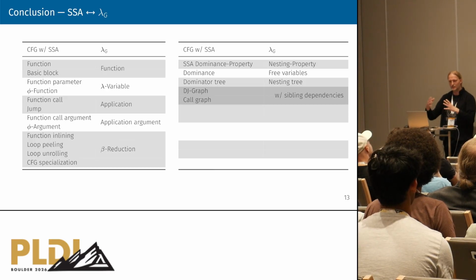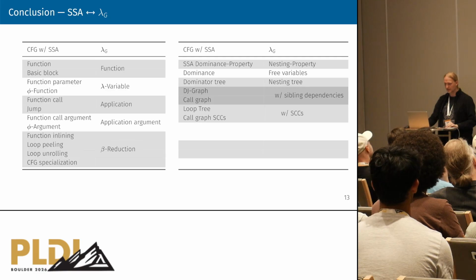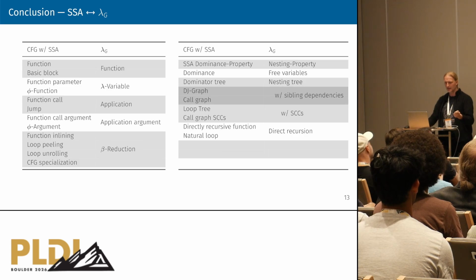There are some extensions to this dominator tree, such as a DJ graph, or if you're looking at the whole program, you typically compute a call graph. You can do all that with a nesting tree. And if you look at the sibling dependencies and compute this, then this kind of maps to a loop tree or call graph with SCCs.